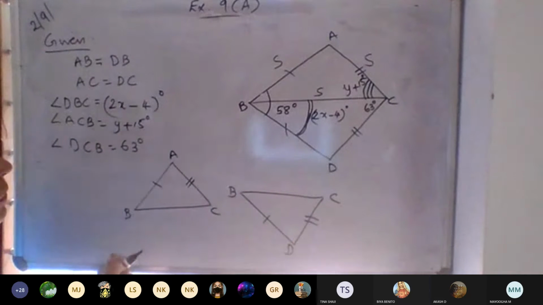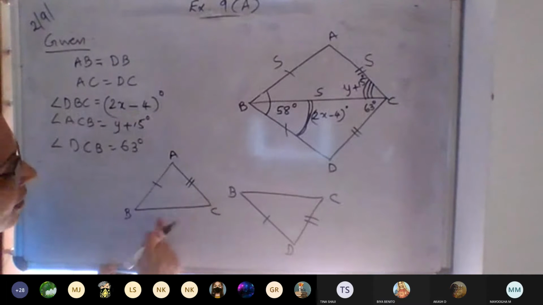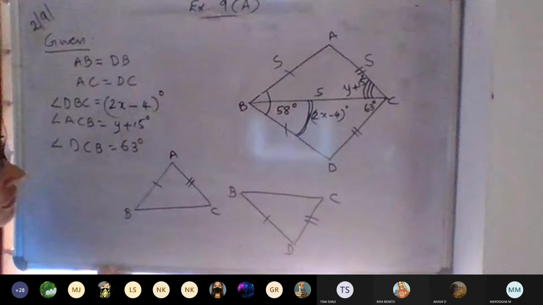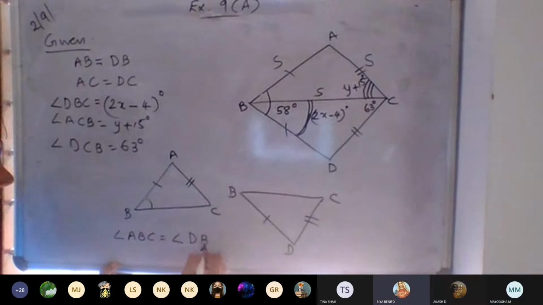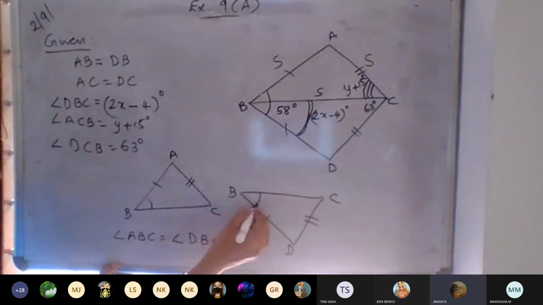Same way, two lines and without line. Can we say C? Angle C, angle C. Angle B is equal to angle B. Angle B is equal to this angle. Angle ABC is equal to angle what? B. That means in this triangle DBC, angle DBC.